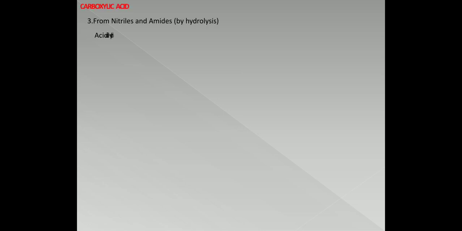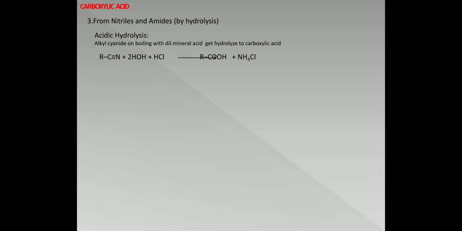Now from nitrile or amides by hydrolysis. So two types of hydrolysis here. First acidic hydrolysis, we'll see this. Alkyl cyanide on boiling with dilute mineral acid gets hydrolyzed to carboxylic acid. Example: RC≡N plus H2O and HCl forms carboxylic acid and NH4Cl.